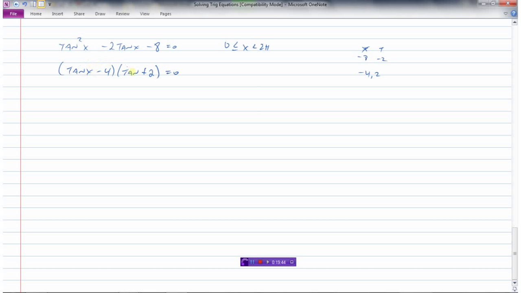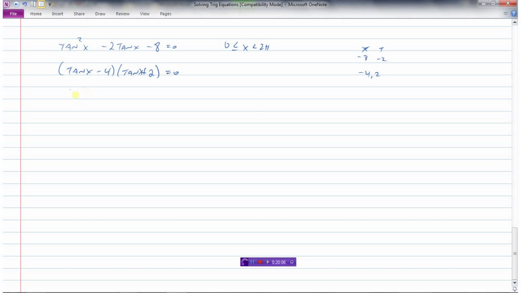Tan x times tan x, write the x there. Tan x times tan x is tan squared x. Tan x times 2 is 2 tan x. Then minus 4 tan x would be minus 2 tan x when you put those together. And then negative 4 times positive 2 is negative 8. So we are good.